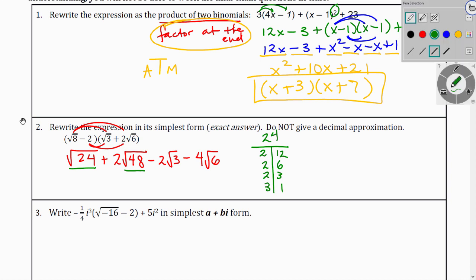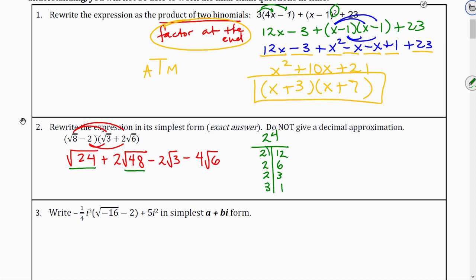Okay, now I'm looking for pairs, and I have a pair of 2's here. Because, well, let me back up. 2 times 2 times 2 times 3 is 24. And this pair means I have a perfect square of 4 that divides 24. And the square root of 4 is 2. The square root of what's left. And what's left is 2 times 3, which is 6.